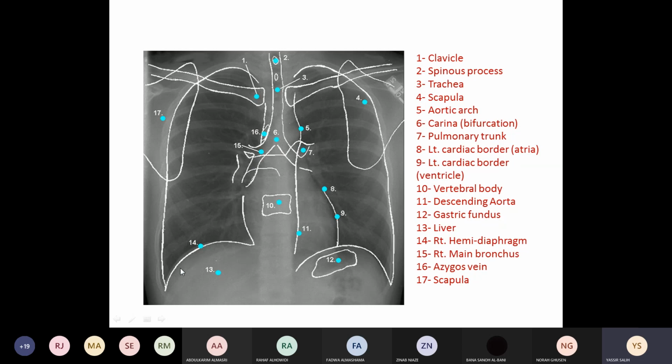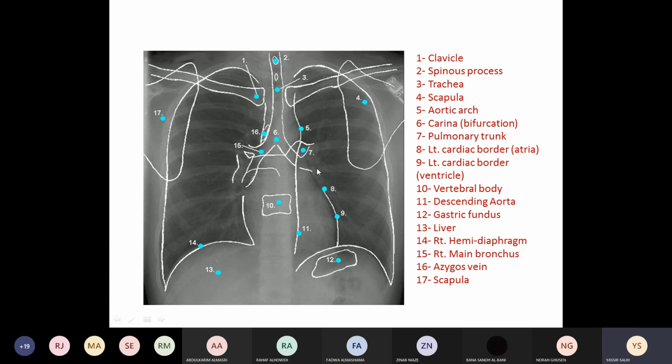And this is the right hemidiaphragm. This line is the right hemidiaphragm, and this is the left hemidiaphragm. This is the left costophrenic angle. This is a sharp angle, the left costophrenic angle, and this is the right costophrenic angle. This is the scapula we talked about, which should be on the periphery on the PA. But if AP, the scapula is usually seen on the lung field.